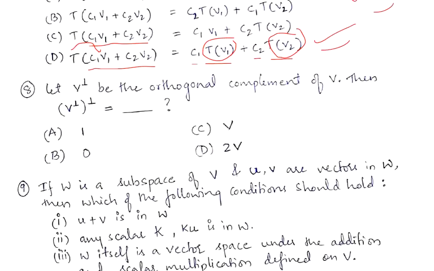Eighth question: let V dash be the orthogonal complement of V. Then the orthogonal complement of the orthogonal complement of V is equal to what? So what is the solution? Suppose we consider this R3 region. R3 means there are three components, x, y, z, in general first component, second component, third component.